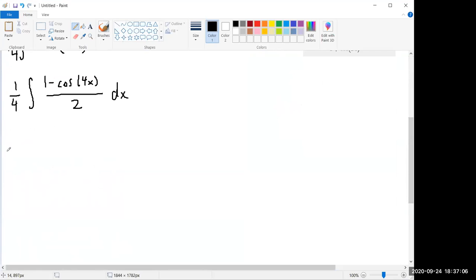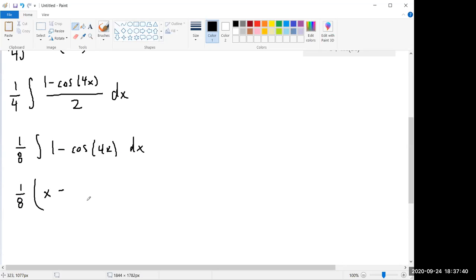So I'm going to factor out the 2 in the denominator. So that's 1 over 8, and then 1 minus cosine of 4x dx. All right, at this step, we should know how to do this. So the 1/8 can stay there. The integral of 1 is just x minus, what's the integral of cosine of 4x?